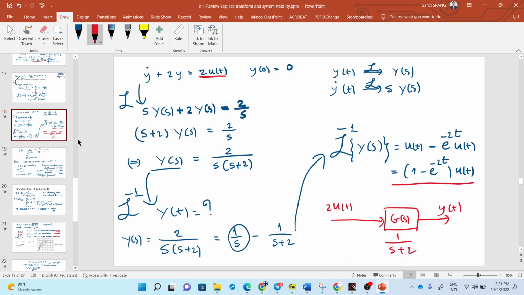So just from our previous example here, 1 over s plus 2 is the transfer function itself, and the Laplace transform of the input becomes 2 over s. So 2 over s is from the input. The inverse of s plus 2 here is the transfer function, right? This one is from the input, and 1 over s plus 2 is the transfer function.